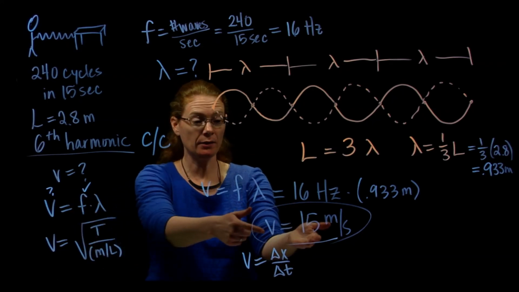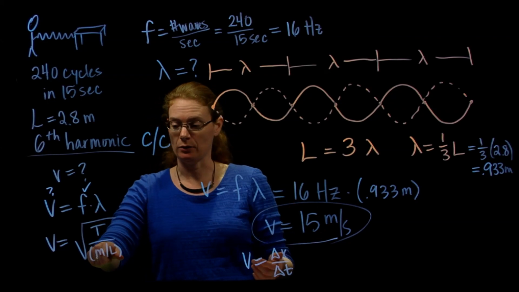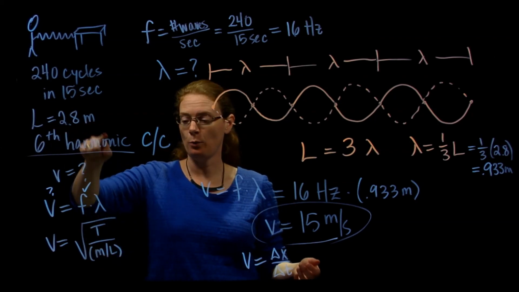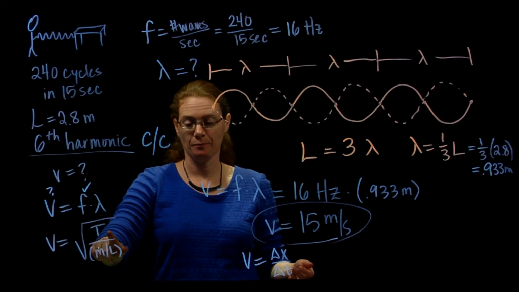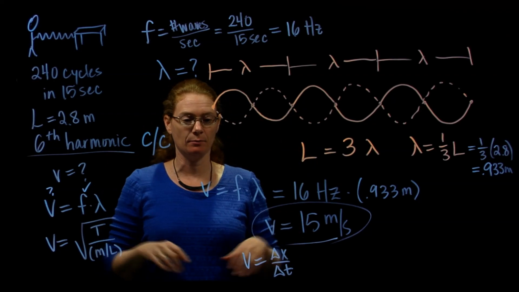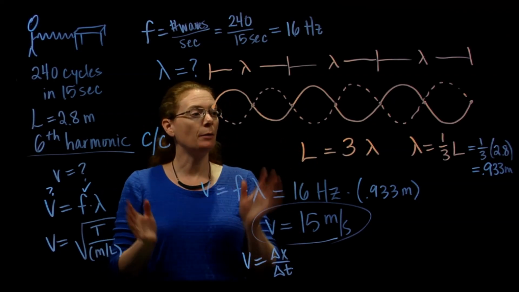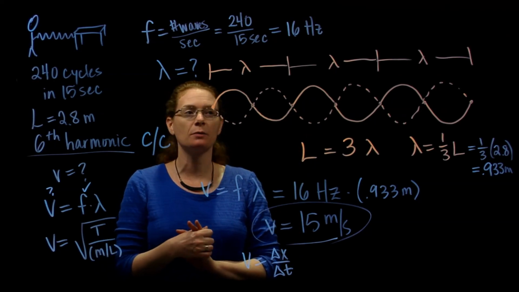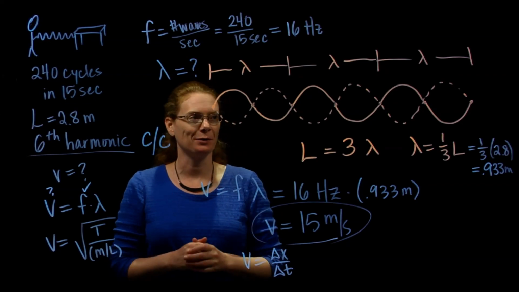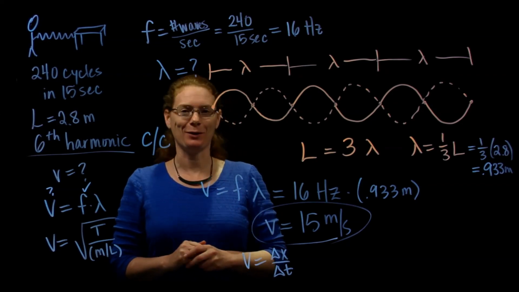Now, if we knew the velocity, we could go back to this equation, and suppose I told you the mass of the rope, you could figure out the tension. So there's a lot of other steps you can take once you've got this kind of basis down. So that's a basic standing waves problem, closed, closed. This was a 6th harmonic. Usually it's just 1, 2, 3, or 4, but I wanted to show you a more complex one. So, good job.